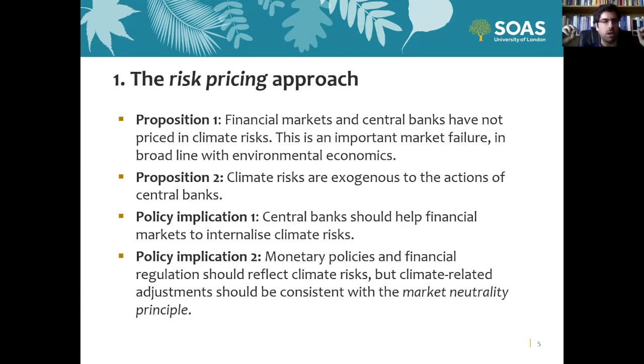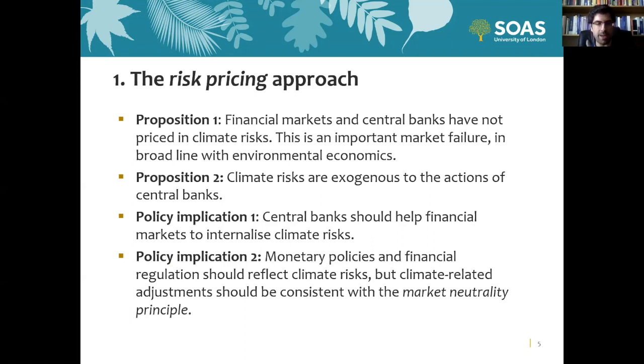And for many people, if we find a way to address this market failure, then that's all. We don't need to do anything more. And I think this is a view that is supported by many people who work in central banks. Now, the second proposition is that any type of climate risk exists and is important, but central banks have no impact on these climate risks. And I would say that this is an implicit proposition within this approach, because the idea is that central banks have to measure the risks, but it is not recognized that the way that central banks act might have an impact on these risks.